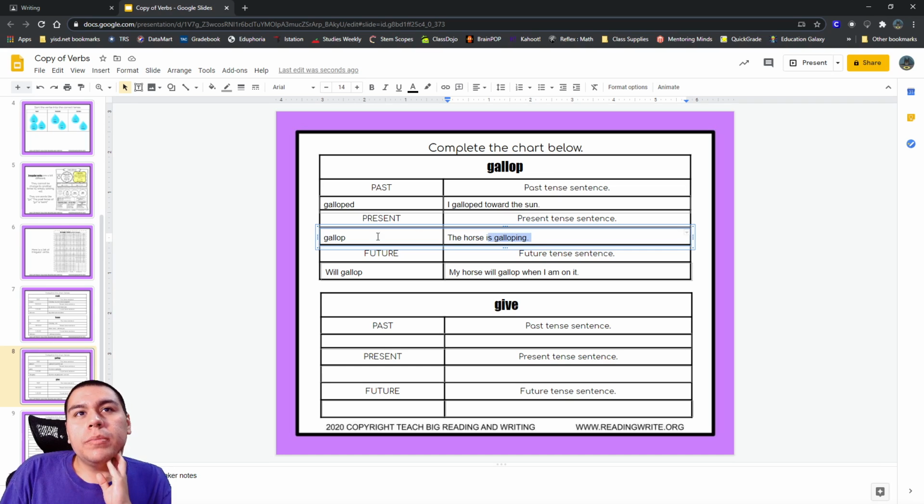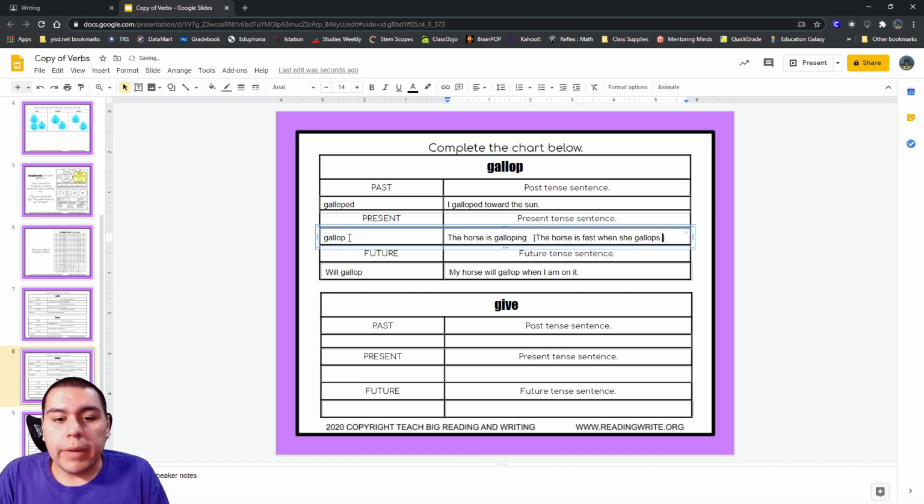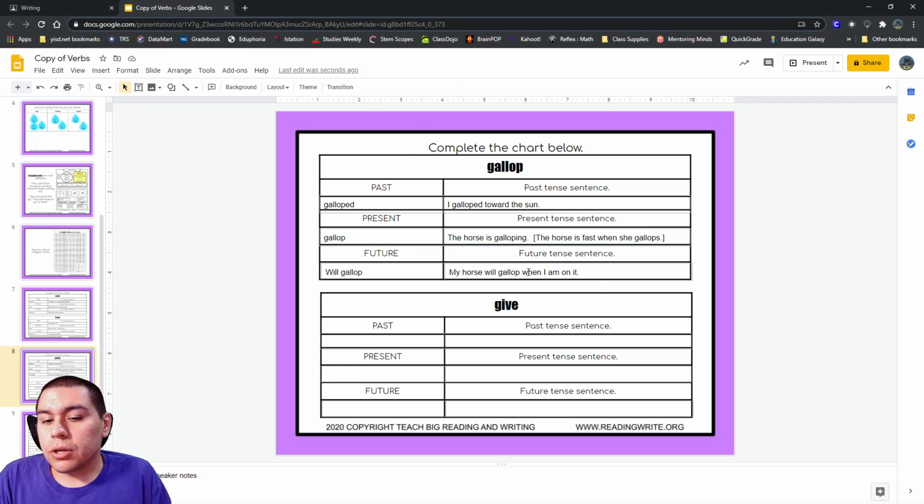I could change it a little bit if I want to just leave it as gallop. I could say the horse is fast when she gallops. But this one will still be okay. The horse is galloping, and I'll put the other one here off to the side. The horse is fast when she gallops. Just in case we want to keep it matching. All right? So there's one chart done.